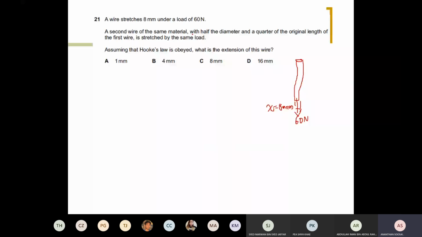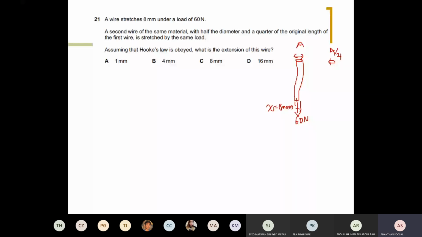Now a second wire of the same material with half the diameter and a quarter the length of the first wire is stretched by the same load. The second wire has half the diameter. The first wire has diameter D, but I don't want to use D, I want to go for area, so I take it as A. Then the diameter becomes half. If the diameter becomes half, how many A is this? This should be A over 4.